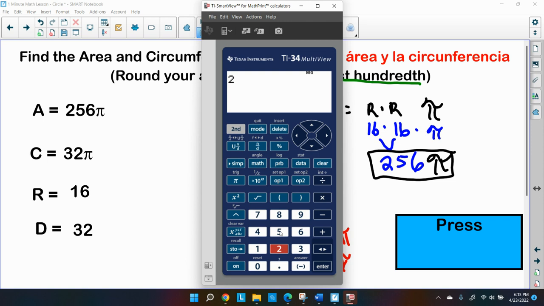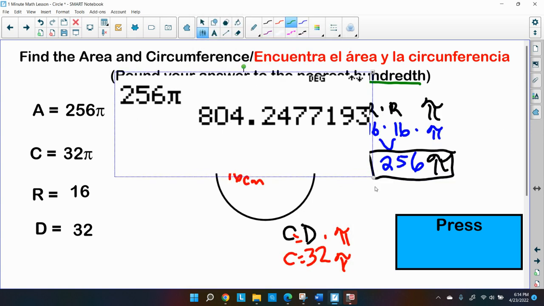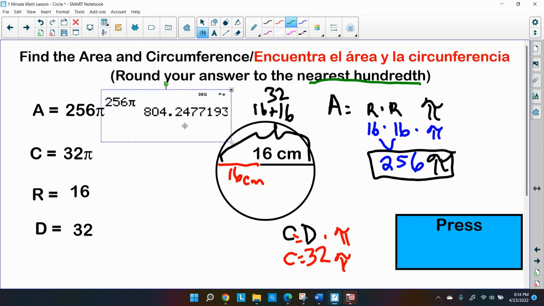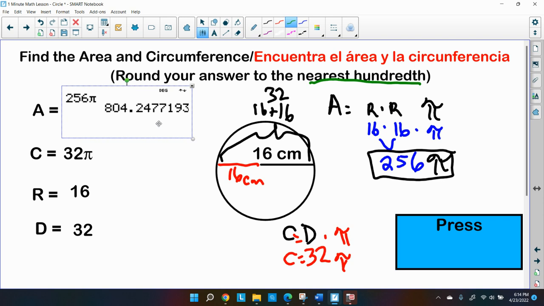So 256 pi. There we go. And let me pull that out and take a look at this answer, because we got to round this off. So the area is 256 pi, but pi is being multiplied, and you don't have to worry about your good old dependable calculator. It knows pi notation and multiplies it for you. But you got to round to the nearest hundredth.